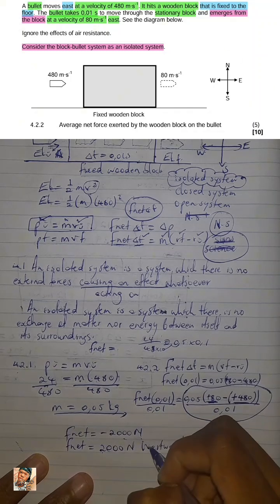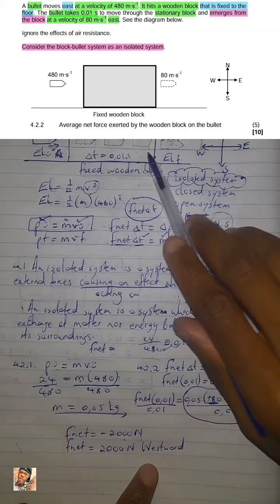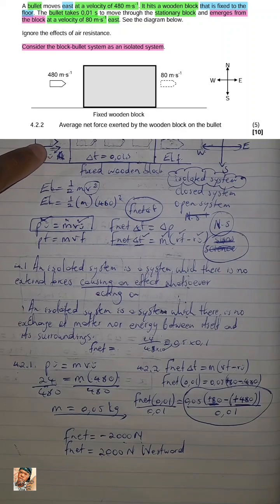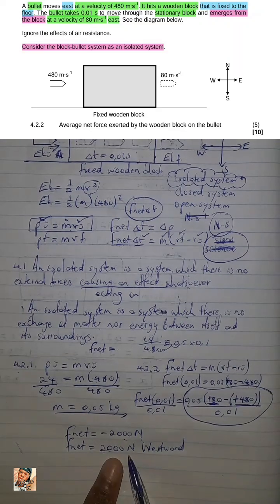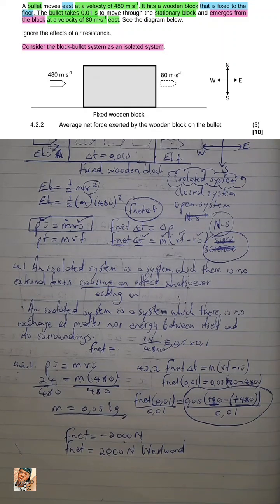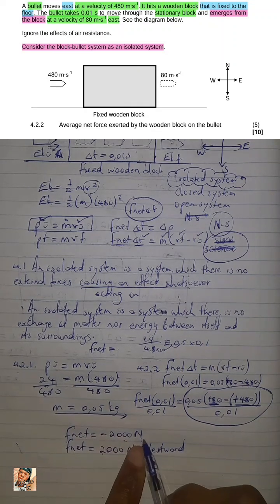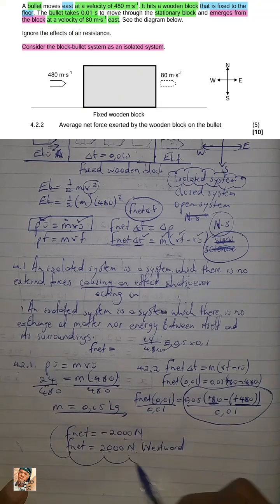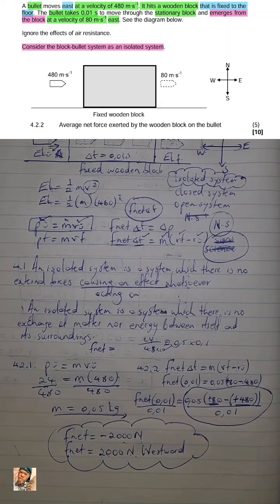It is westward because it is the force that the wooden block was exerting on the bullet. But the force that the bullet was exerting on the wooden block was the same magnitude, 2000 newtons, eastward, because the bullet was going eastward. So the magnitude is the same, just that they're acting in opposite directions. So we're either going to write negative 2000 newtons or 2000 newtons westward. So this is the answer for 4.2.2.